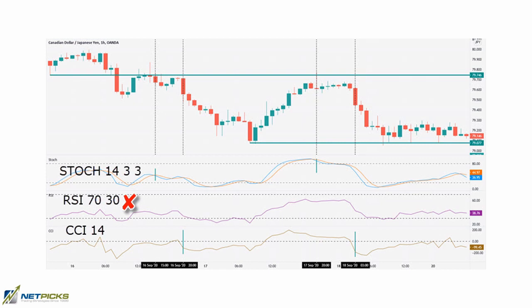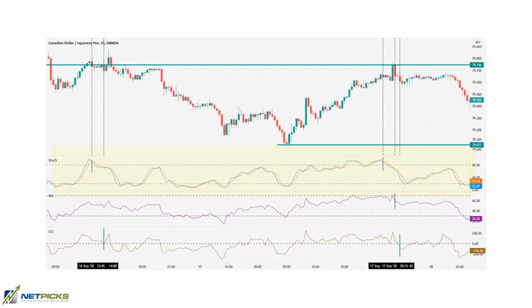So for this example, I'm just going to use the stochastics two-line cross. I'm going to use RSI for oversold or overbought, and the CCI for a zero-line crossover. Now, on both of these setups here, the two-line cross of the stochastics beats the CCI by at least 5 bars, and this is an hourly chart, so 5 hours. And the RSI, well, that never reached the overbought on this particular time frame.